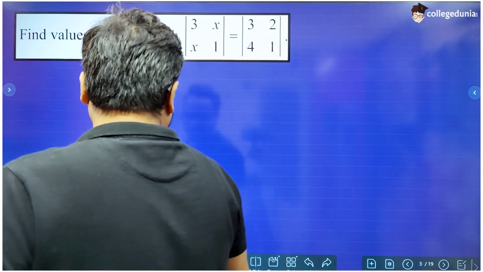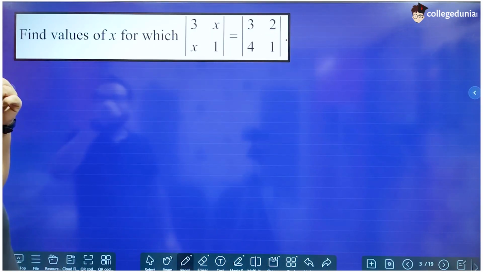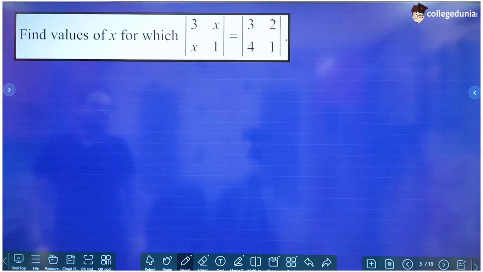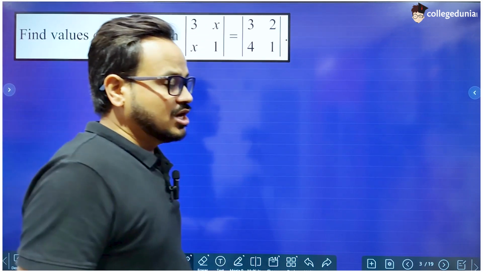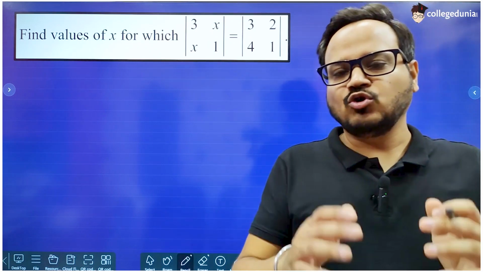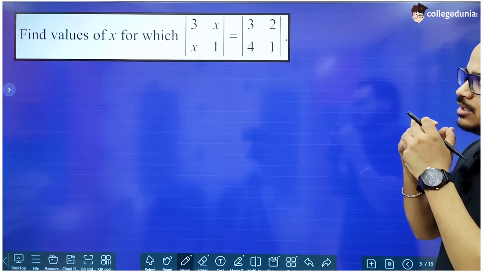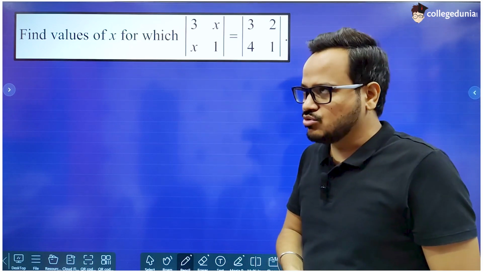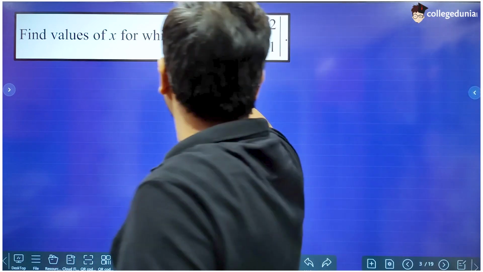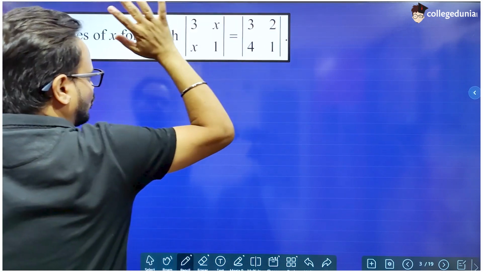Okay, now let's discuss one question from NCERT. Find values of x for which this is equal to this. In matrices, if the two matrices were given equal, we just had to compare the corresponding values. If these were matrices, we would have said that x equals 2, right?